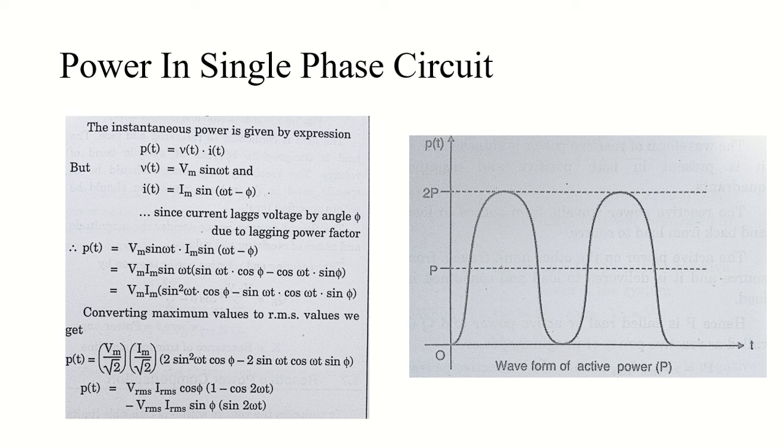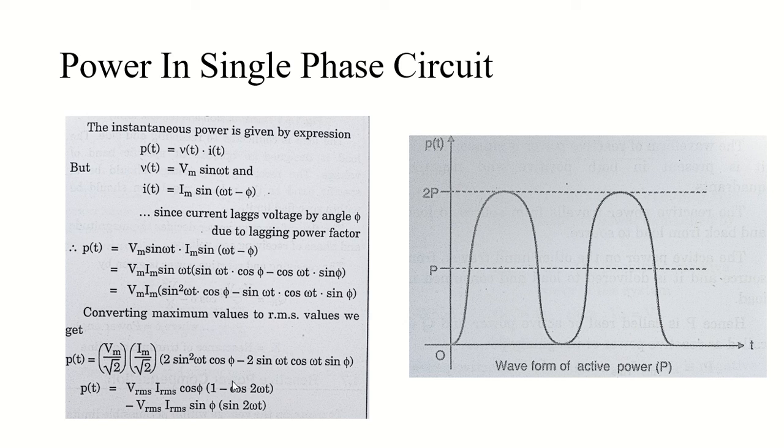If you remember, what is the value of cos 2 theta? It is always 1 minus 2 sine square theta, right? Cos 2 theta is always equal to 1 minus 2 sine square theta. So if you make 2 sine square theta the subject, we get 1 minus cos 2 theta. So in place of 2 sine square omega t, we have written 1 minus cos 2 omega t based on that formula, and we are writing cos phi as it is.